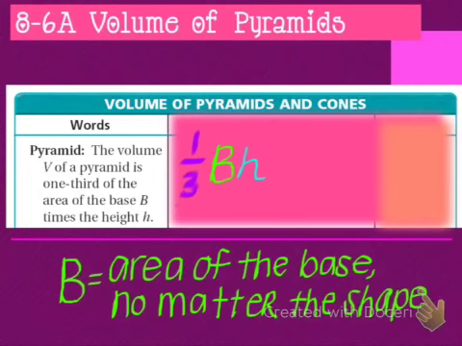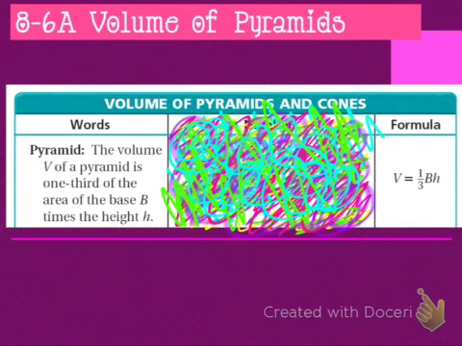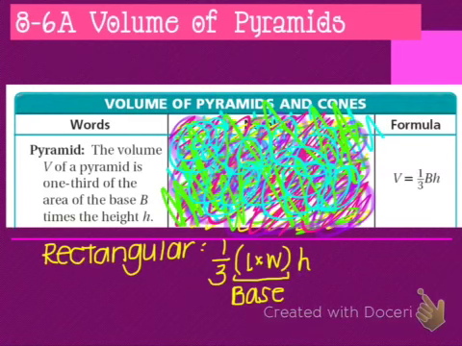We are going to need to determine if the shape is a rectangle, which is just length times width, or if it's a triangle, which is going to be 1/2 base times height. So here you can see the formula, and again they've got it written as volume equals 1/3 base times height. But if we were doing a rectangular, you would want to use the length times width of the base times the height of the pyramid.